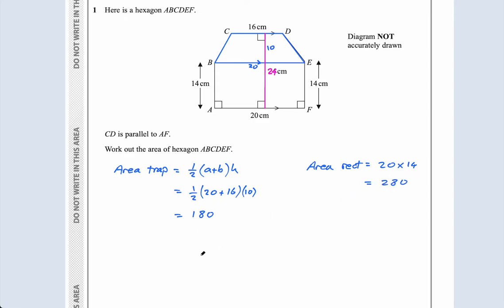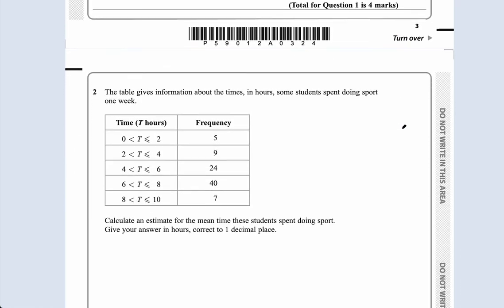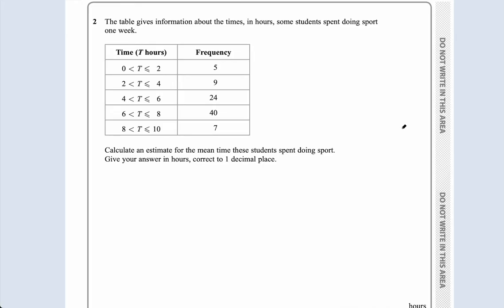The total then equals 180 plus 280, which is 460. And down here, I'll write 460. Okay, 4 marks, opening question. To be fair, not actually that easy.